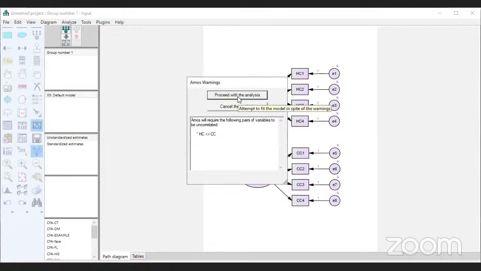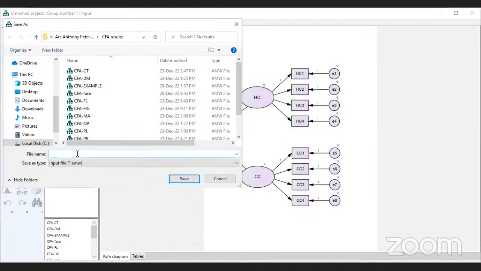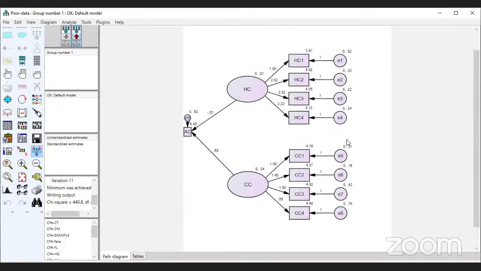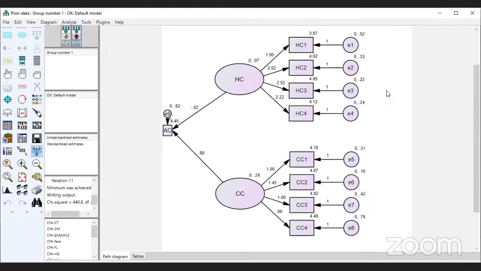Proceed with analysis. Okay, we have not named it. Let's call it PSSN data. Call it anything. So it's estimating it. You can see it has finished estimation. You now view the output. Let's see the output. Can we see? See. These are results.